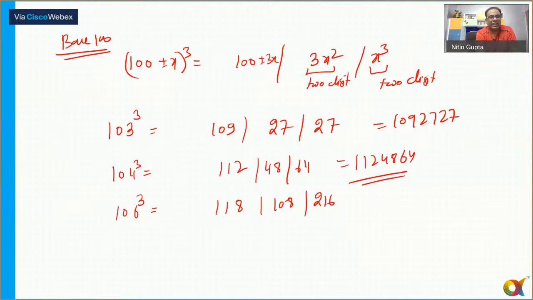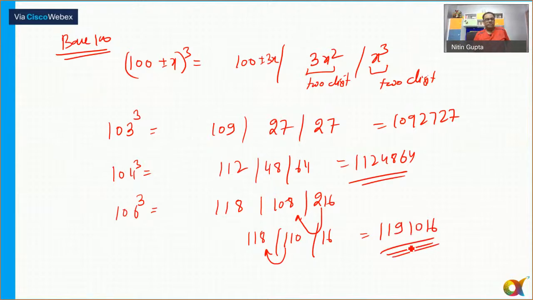So what we can do here is add this 2 here. So this will become 16, 110 and 118. The middle part should also be a 2-digit number, so this one will get added here. So this will be 1191016. This is how we can find out the cube of any number which is near to 100.